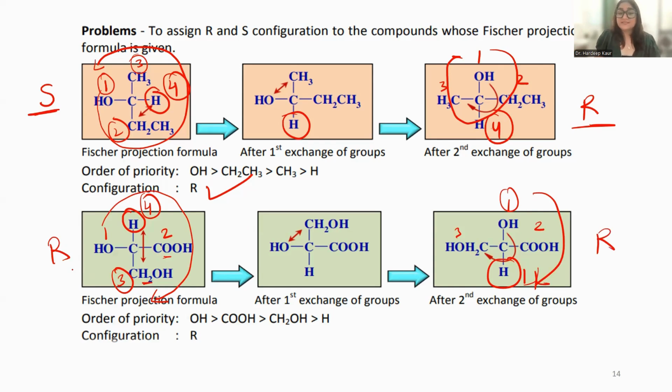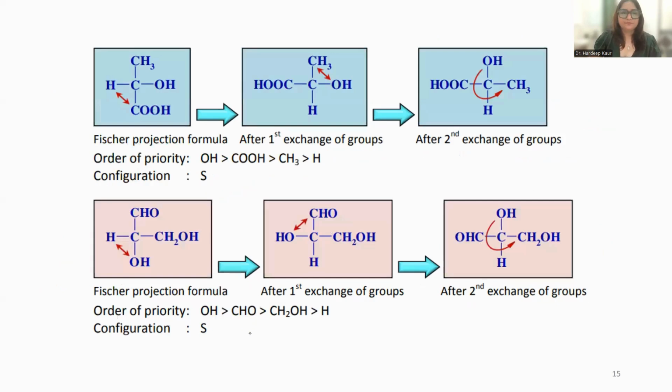Why in both cases it's R? Because I have already told you the rule: the lowest priority group should be at the bottom or the top, then it is fine. It will be the same, R, R. Its configuration is R. So you will take this moment and do this example at your home, and you can explain why it should be R or should not be R. Okay.